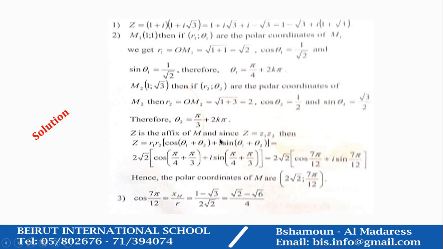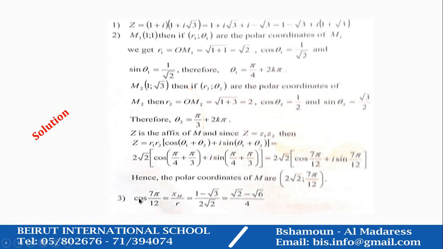Because Z is the affix of M and Z is Z1 times Z2, then we deduce Z has radius equal to the product of the radii of Z1 and Z2, and cosine of the sum of the angles plus i sine of the angle. You substitute, and you end up with the polar coordinates of Z: 2 root 2, 7 pi over 12. You can find the polar coordinates of Z using its abscissa and ordinate, the same procedure we followed for M1 and M2.